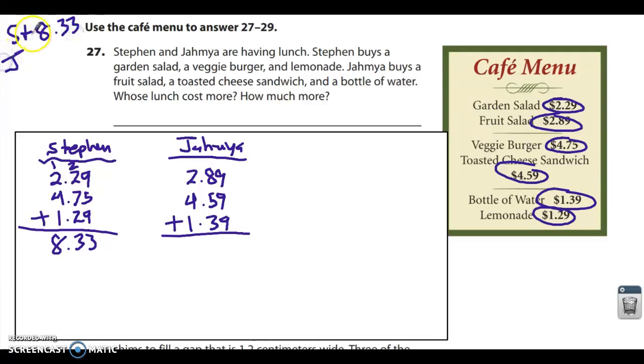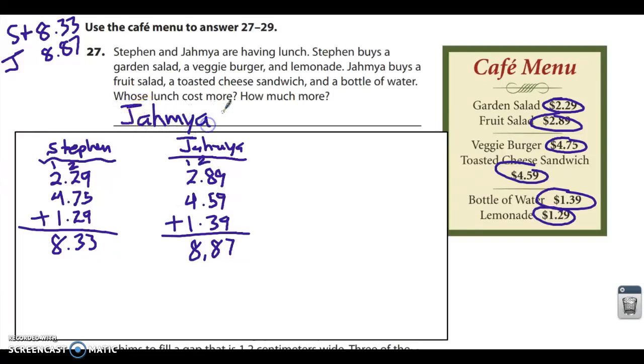And Jemiah's meal is, I got to do that real quick. 9 plus 9 plus 9, that's the same thing as 9 times 3, that's 27. 2 plus 8 is 10, 15, 18. 3, 7, 8, 887. Jemiah's meal is 887. So there's two questions there. Whose lunch costs more? It's Jemiah.